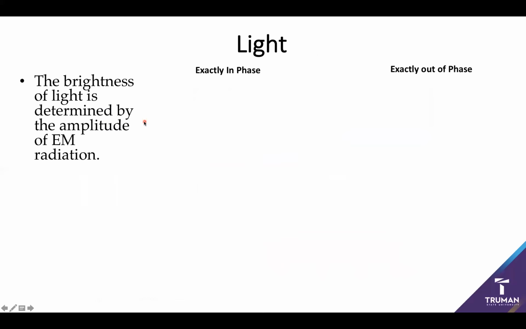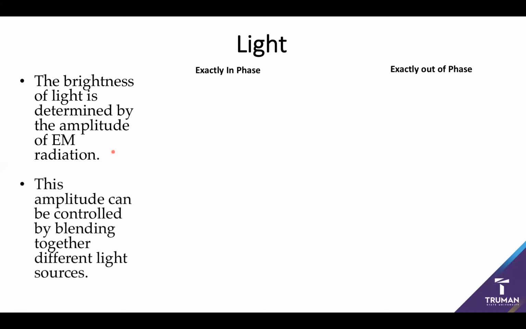So this all just tells us about the frequency and wavelength of the light, but it tells us nothing about brightness. And it turns out brightness of the light is determined by the amplitude of the electromagnetic radiation. So a good way to think about this is that the amplitude is another way of talking about how many photons you're being hit by. And this amplitude can largely be controlled by blending together different sources of light.